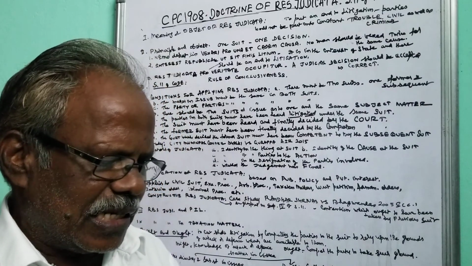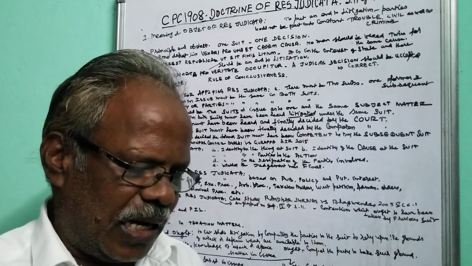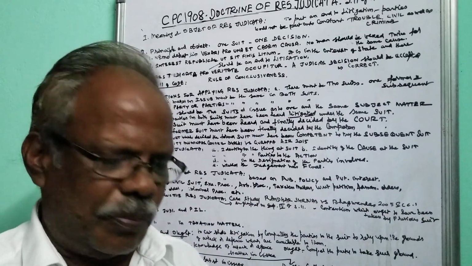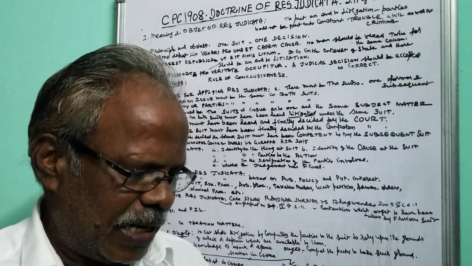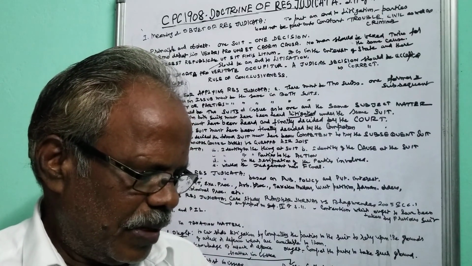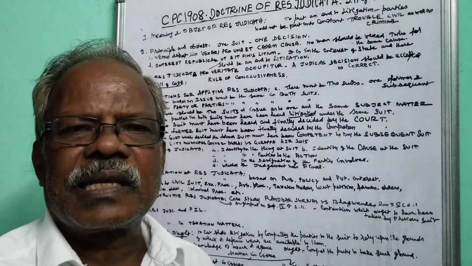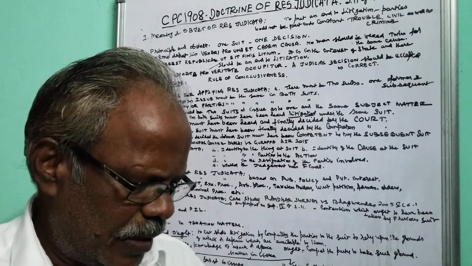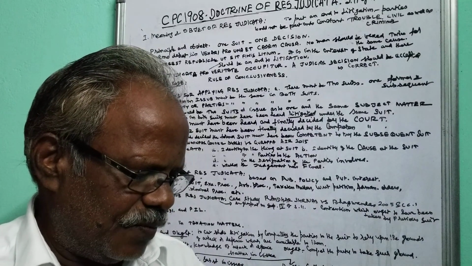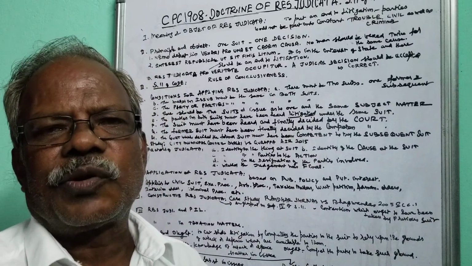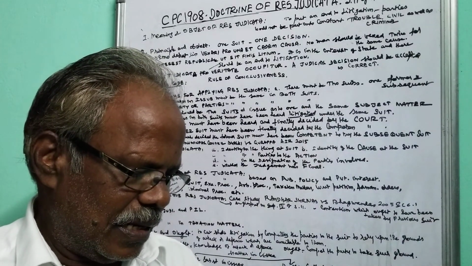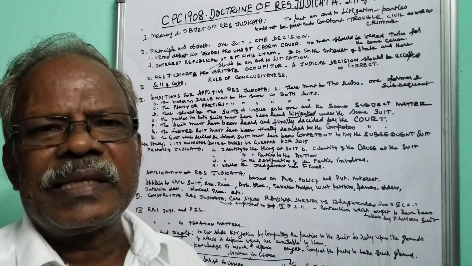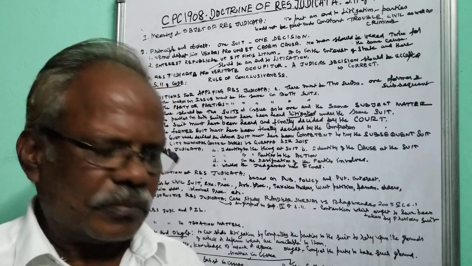A files a suit against B to recover money on a promissory note. B has given a promissory note, according to A. B contends that the promissory note was obtained from him by coercion or undue influence. That is, B says they obtained the promissory note by threatening him.